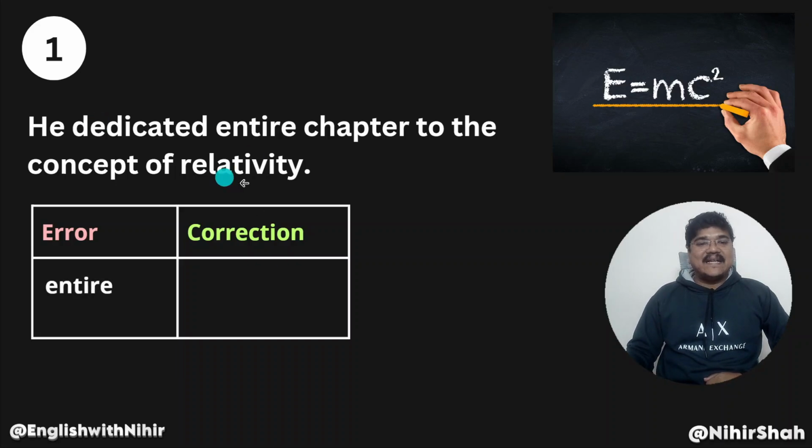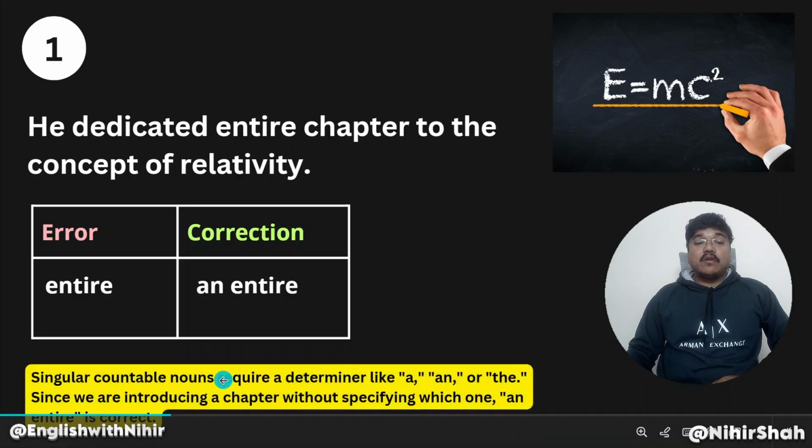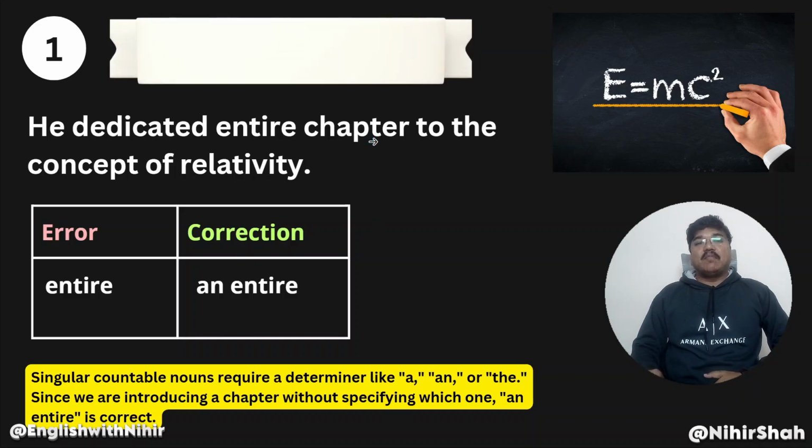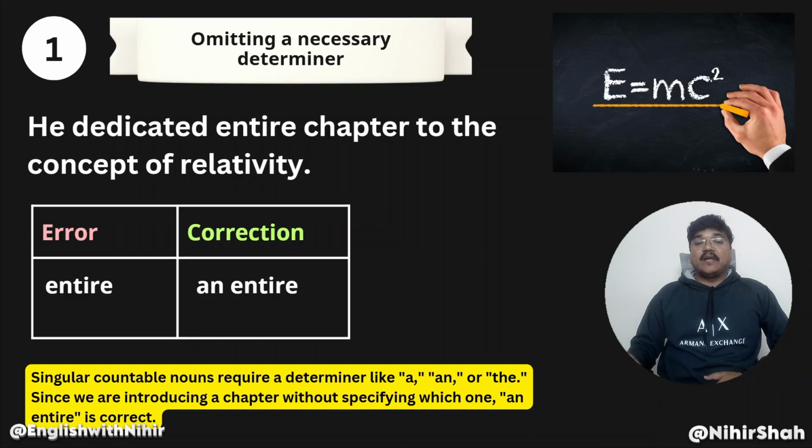The error is in entire. Why? It's incomplete. The correction should be an entire. Here, no article is mentioned, but actually an article should come. Why? Because singular countable nouns require a determiner like a, an, or the. Since we are introducing a chapter without specifying which one, an entire is correct. And this is mistake number one, omitting a necessary determiner. So please remember, if there is no determiner with a singular countable noun, you have to add one in most of the cases.